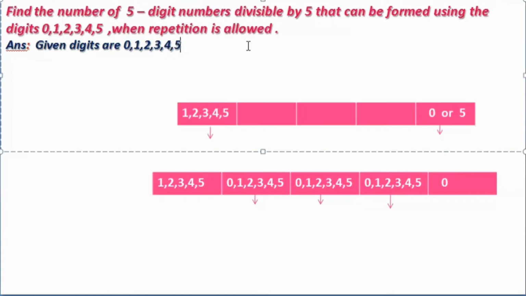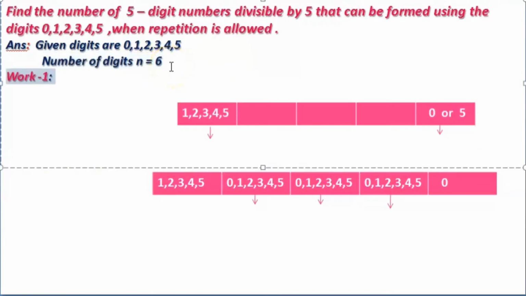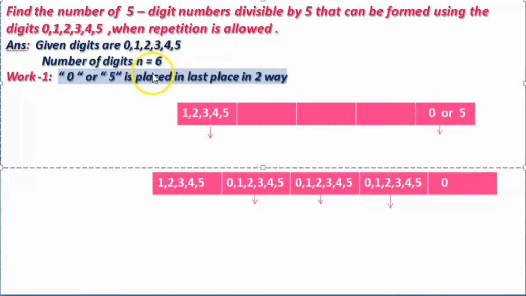Remaining digits, since repetition is allowed. Okay, so next, work one. Number of digits given is n equal to 6. I go for the first work. What is work 1? 0 or 5 is placed in the last place, in 2 ways. So it can be done in 2 ways.